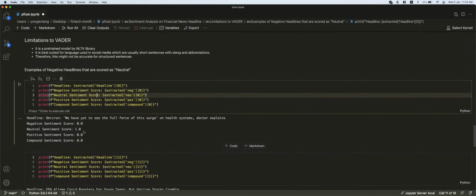Because I think probably one of the main reasons is that they don't really understand the context. They don't understand the full force of this surge. So the machine might not be able to understand what Omicron is, and doesn't understand what this surge means, because surge might mean a good thing in a different context.